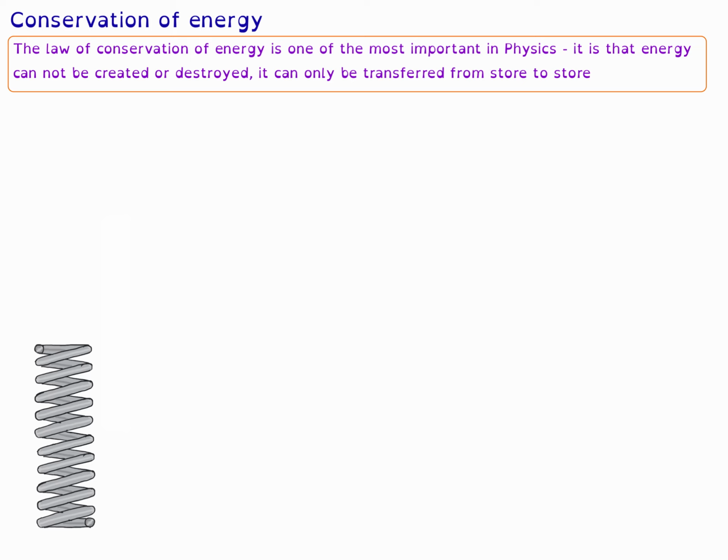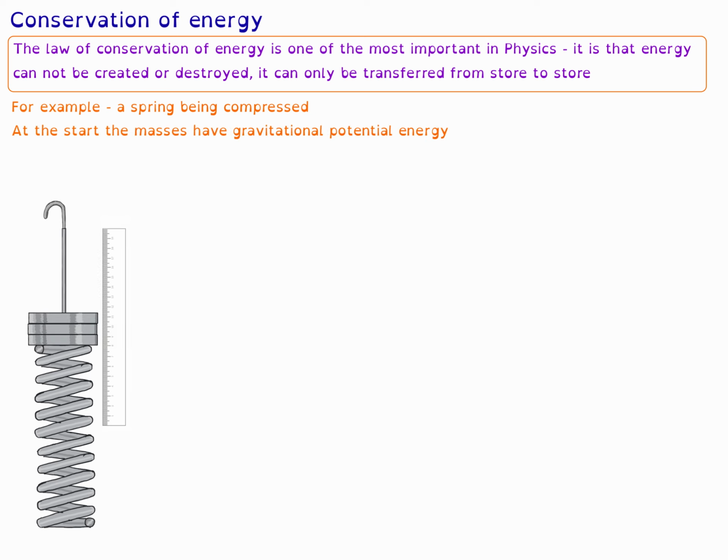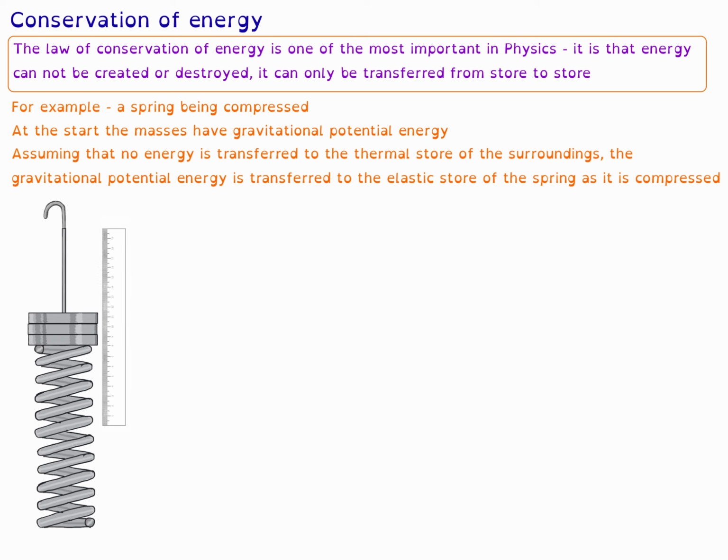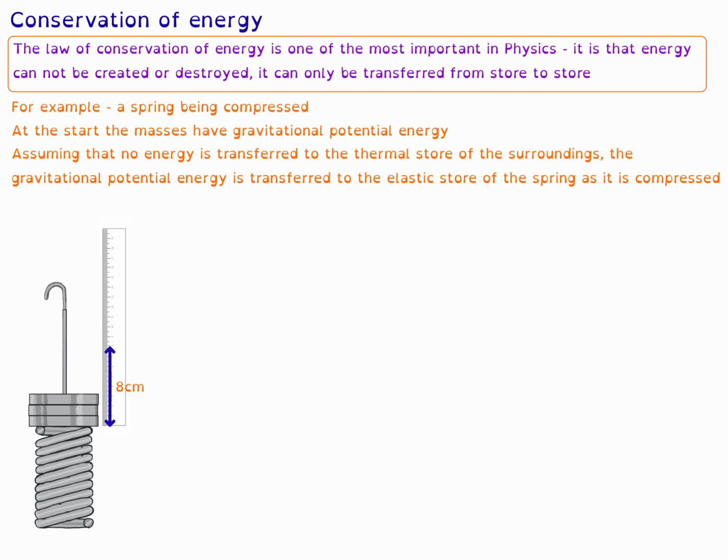This is an example question using conservation of energy. This is a spring being compressed. At the start, the masses have gravitational potential energy. Assuming that no energy is transferred to the thermal store of the surroundings, the gravitational potential energy is transferred to the elastic store of the spring as it's compressed.